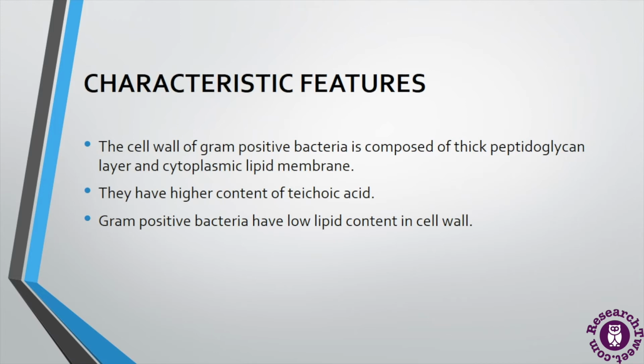Now the gram-positive bacteria have low lipid content in the cell wall, but in the case of gram-negative bacteria, they have a higher content of lipid in their cell wall. The peptidoglycan layer of these bacteria plays a major role in maintaining the rigidity of the cell wall by cross-linking with the assistance of transpeptidase.